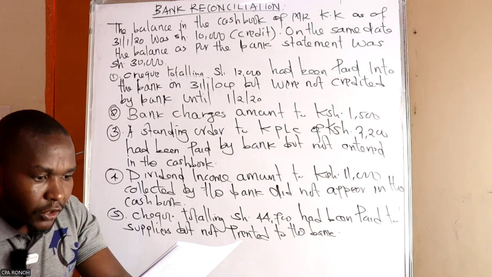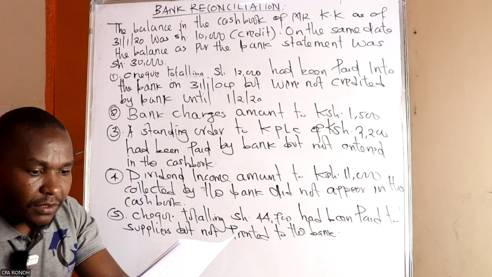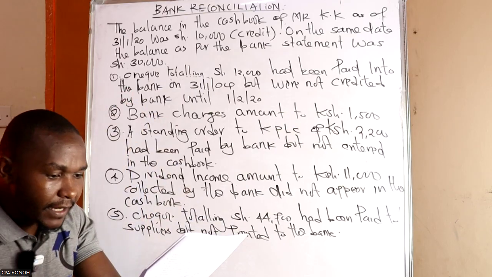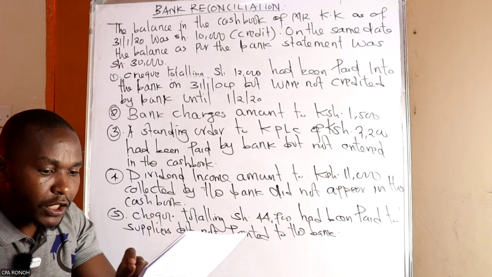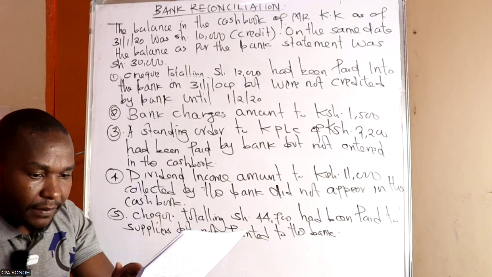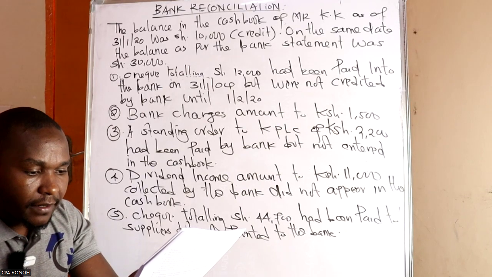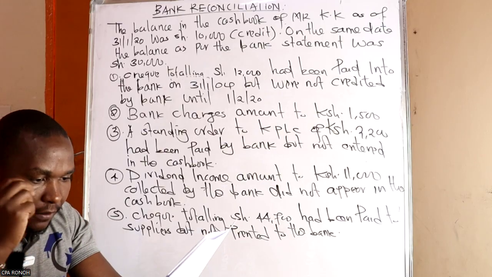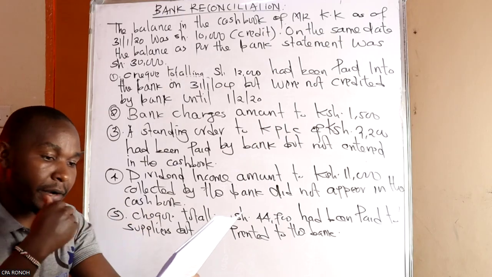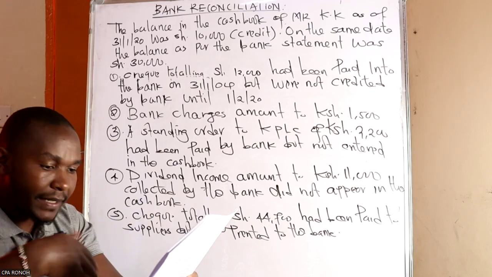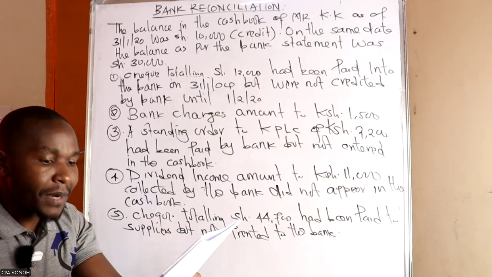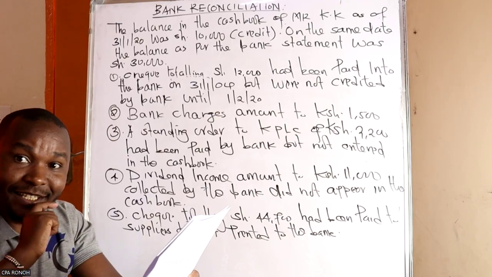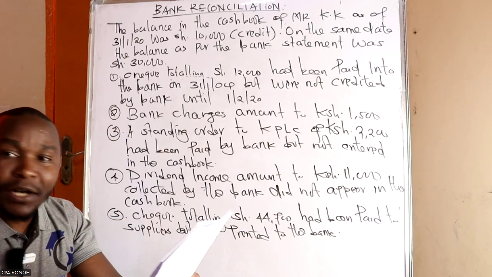Now, we've been told on examining the bank statement and the cash book, the following differences were observed. Number one is that the check totaling to 12,000 has been paid into the bank on that date, but not credited by the bank until 1st of February. So don't mind the year, but we are much interested in the month period. So that is the word of the discrepancy. Let me know in the comment section, what do we call that one?